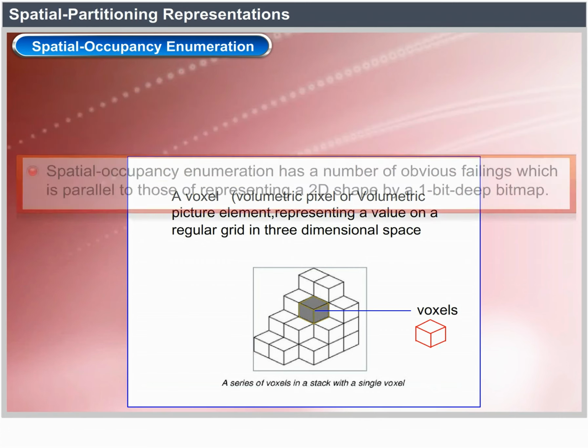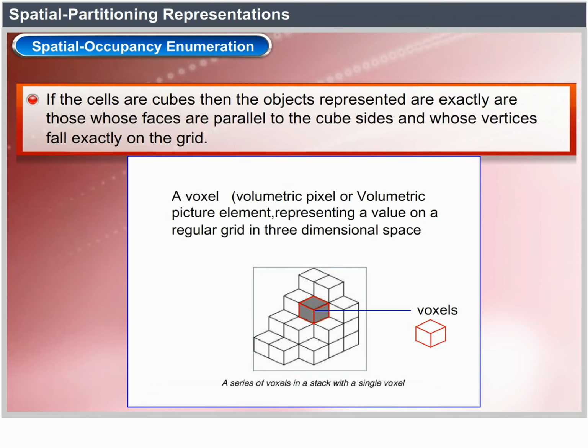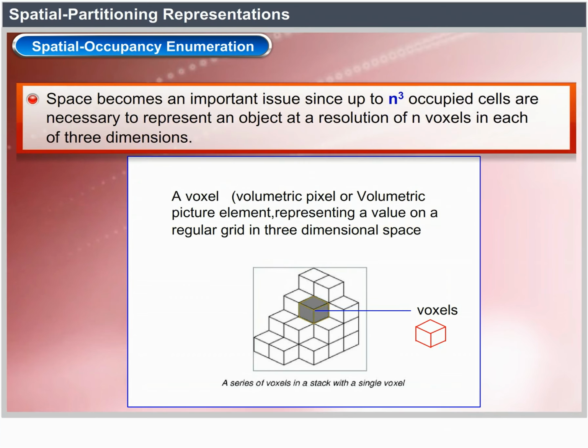There is no concept of partial occupancy. Thus, many solids can only be approximated. If the cells are cubes, then the only objects that can be represented exactly are those whose faces are parallel to the cube sides and whose vertices fall exactly on the grid. Like pixels in a bitmap, cells may in principle be made as small as desired to increase the accuracy of the representation. Space becomes an important issue since up to n cubed occupied cells are needed to represent an object at a resolution of n voxels in each of the 3 dimensions.